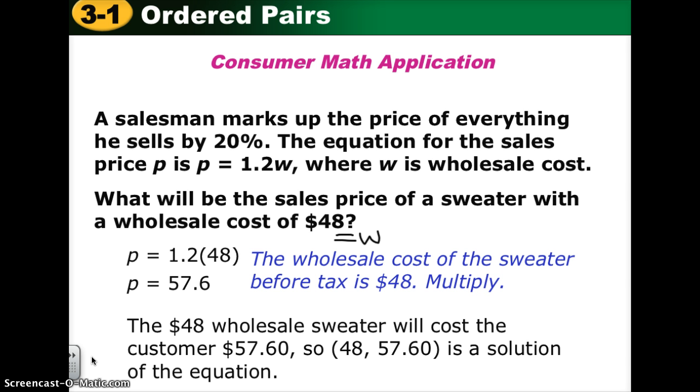So if we wanted to put this as an ordered pair, our X value is not X because we use different variables, but it still is the input number. It's the number we plugged into the equation, and the answer we got out of it was $57.60. So as an ordered pair, we could write this as (48, 57.6).